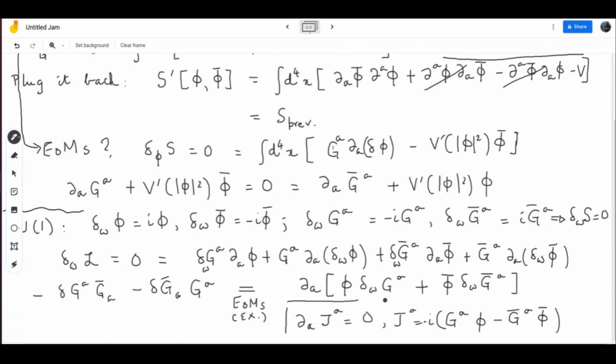Which overall sign is off by a sign. I think there is a mistake here. Yes, I made a mistake. Hang on, let me go back. I made a mistake because I skipped a step. The problem is always skipping a step. Okay, right.